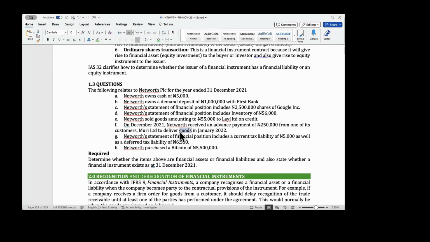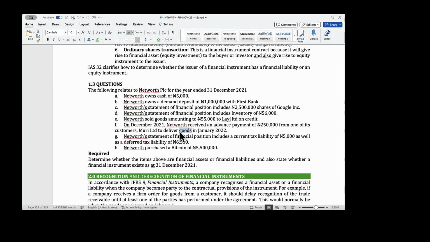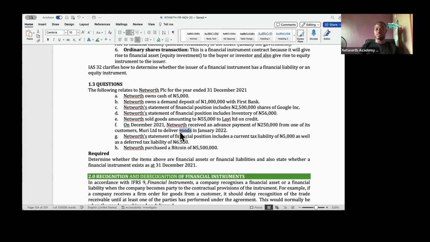So to Networth it is a liability. It is an advance payment. Exactly. So it's a liability. But the question is, are you saying it's a financial liability? Come again, please. I agree with you that when you receive money in advance for what you have not delivered, it is a liability to you. So Networth has a liability. But the question is, is it a financial liability to Networth?